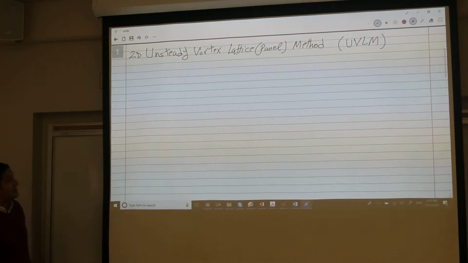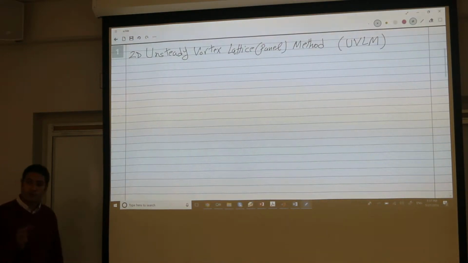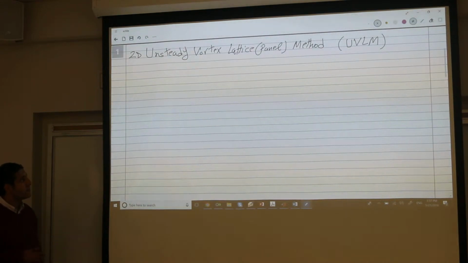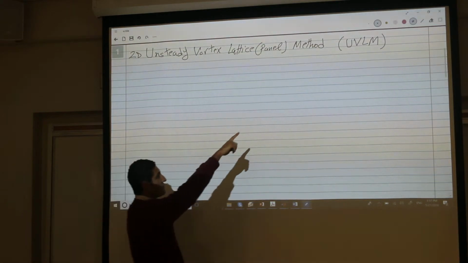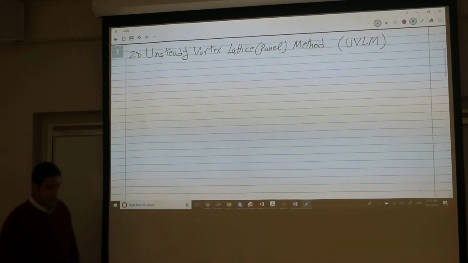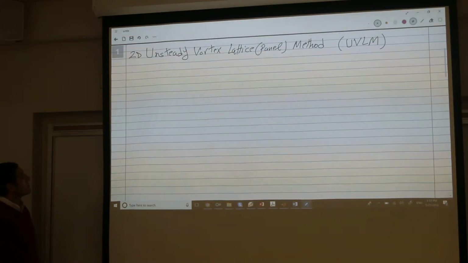So the steady VLM is just straightforward, and it really can be programmed in maybe an hour or so. The unsteady 2D is a bit more involved because there is wake. And the three-dimensional version is quite a heavy code. Of course, I was talking about the three-dimensional version of the vortex lattice. The steady one is very straightforward. The two-dimensional version of the unsteady vortex lattice is a bit involved, as you see today. The three-dimensional version of it is heavily involved.